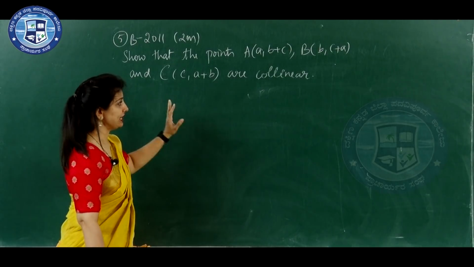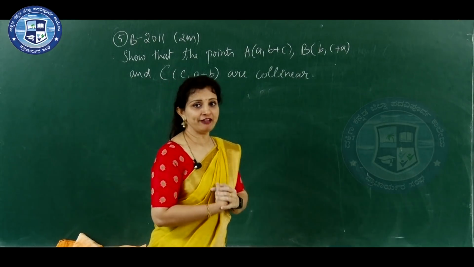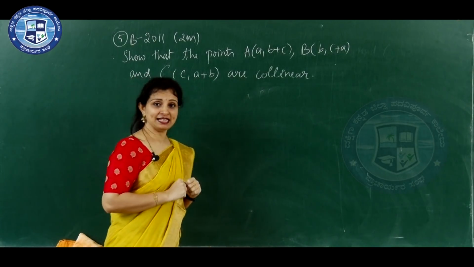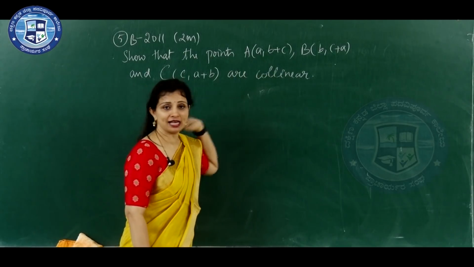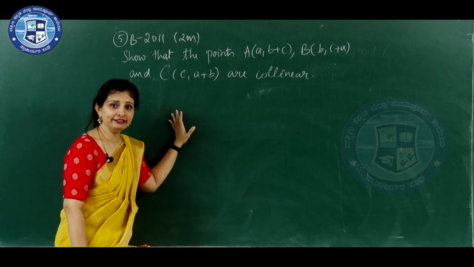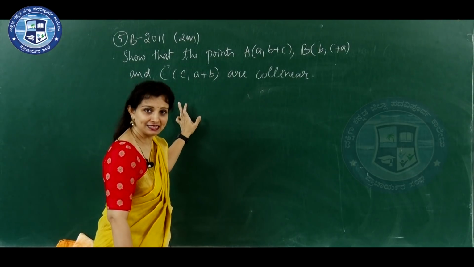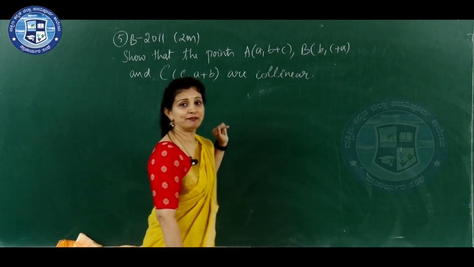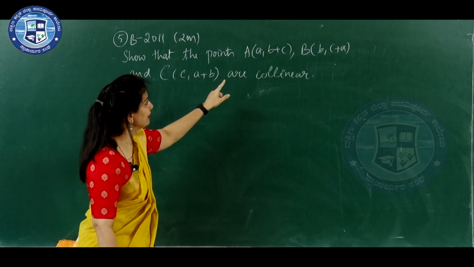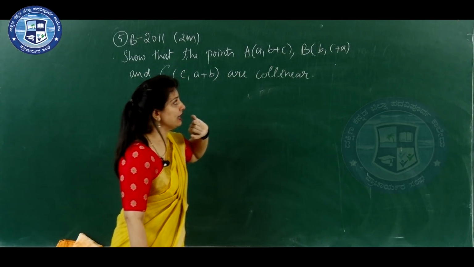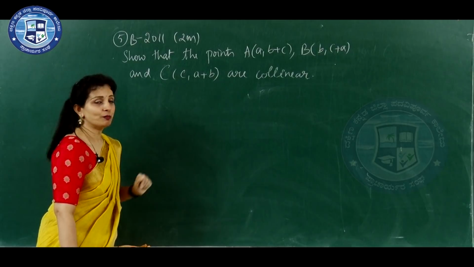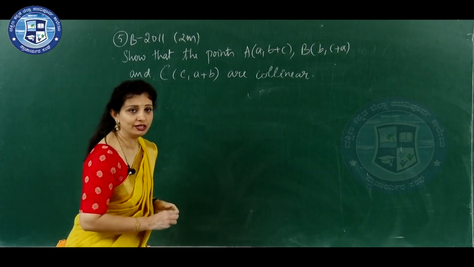Using determinants, you know 3 points are collinear when the area of the triangle is 0. If you prove that the area of the triangle is 0, then we can say the 3 points are collinear. So, when can you say the 3 points are collinear? If the area of triangle ABC is equal to 0, then the 3 points A, B and C are collinear. So, let the 3 coordinates be given here: A is (a, b plus c), B is (b, c plus a), C is (c, a plus b). You have to prove they are collinear.